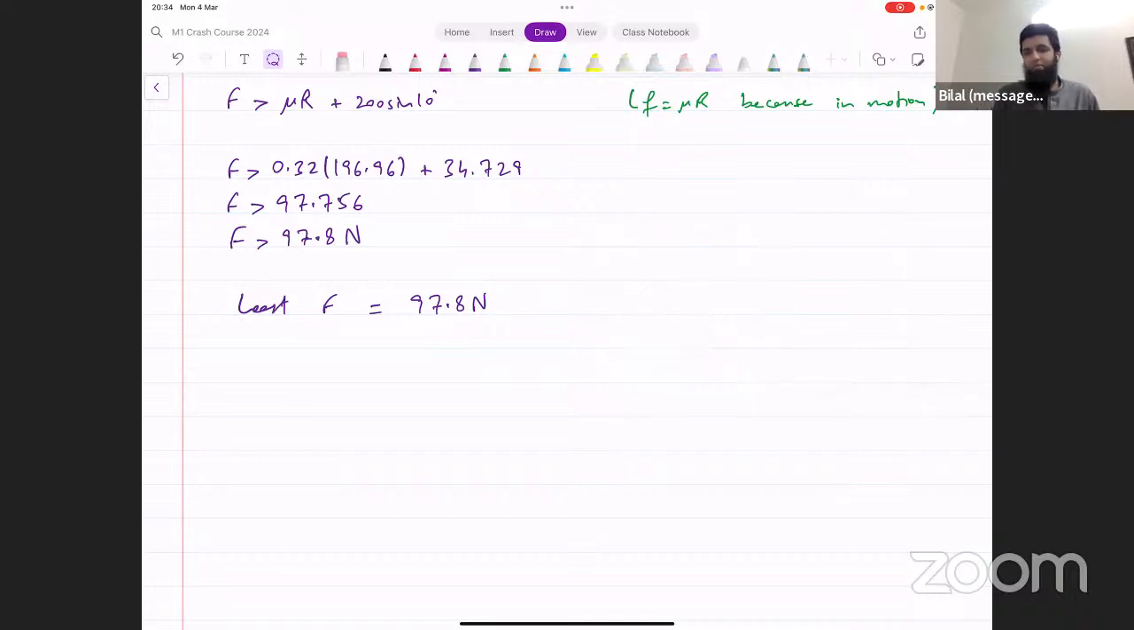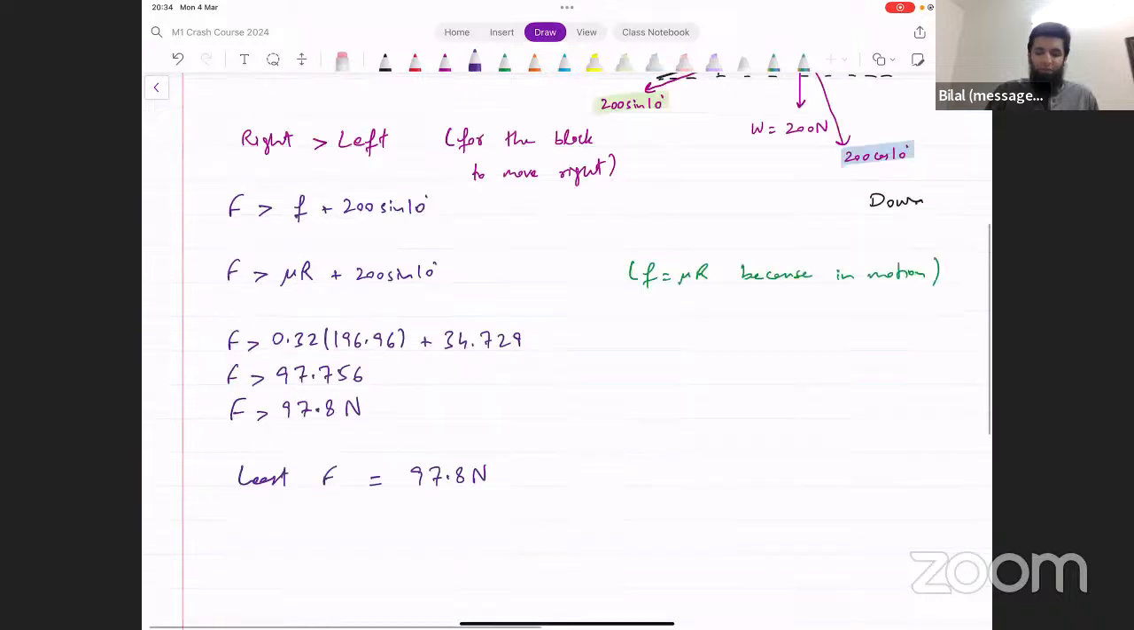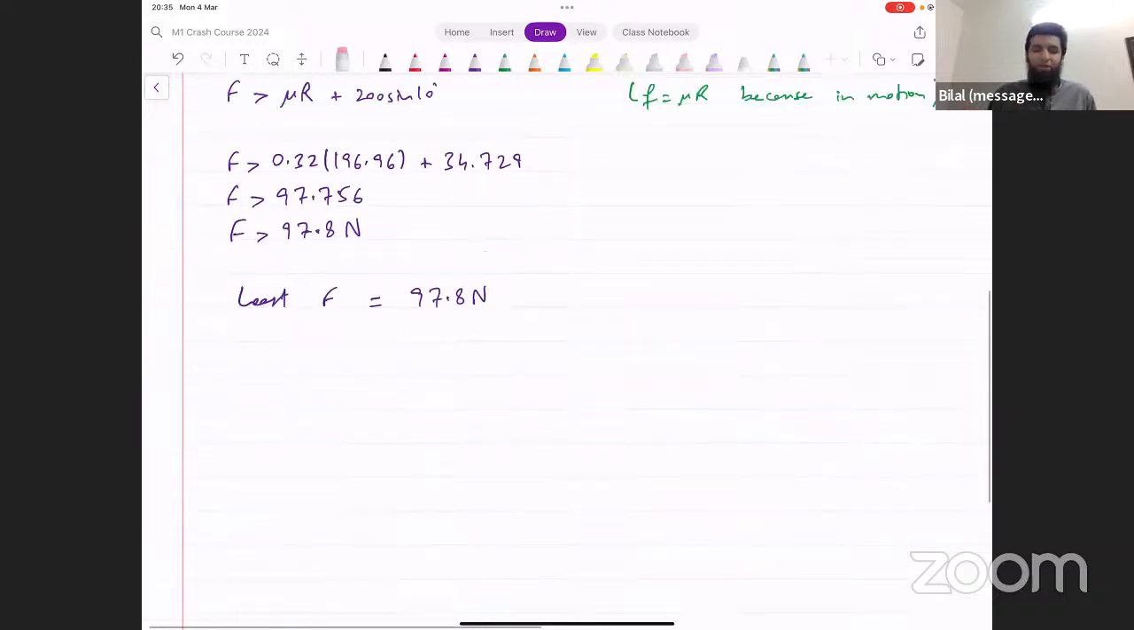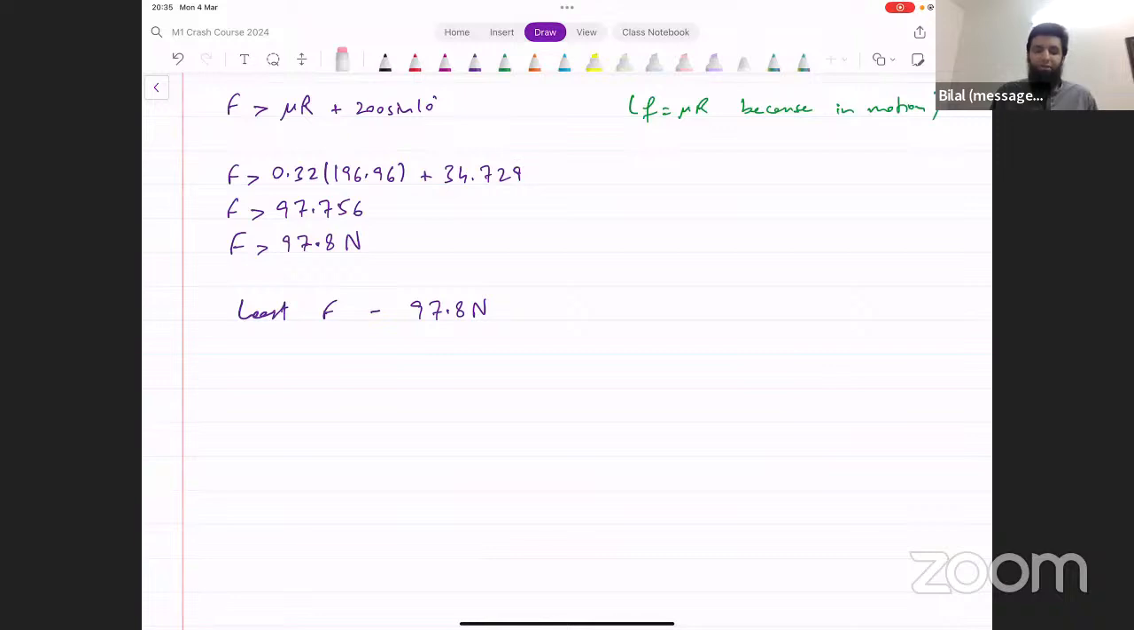Shouldn't we just write that least F is greater than 97.8? That's obvious, that's understandable. It says greater than 97.8, and you've already mentioned that above. They are looking for one particular value, the least magnitude of the force. So the least value we have is 97.8. Okay. Yes, sir.